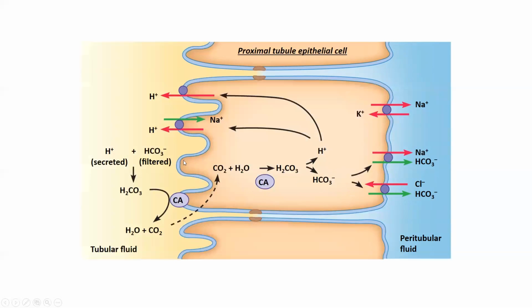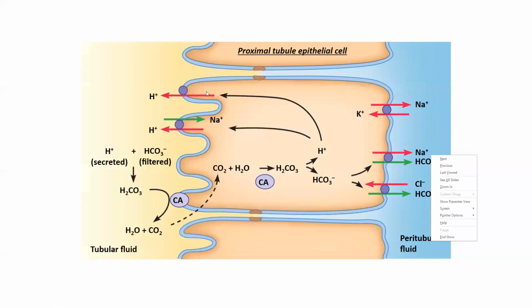All right, so acid and bicarbonate become carbonic acid, dissociate to water and carbon dioxide, move into the cell, reconverted to that carbonic acid, and then dissociates into acid and bicarbonate again. So what we started with in the tubular fluid, we end up with in the cell. Now at this point, two things happen.